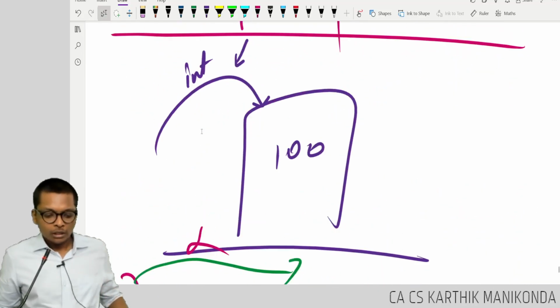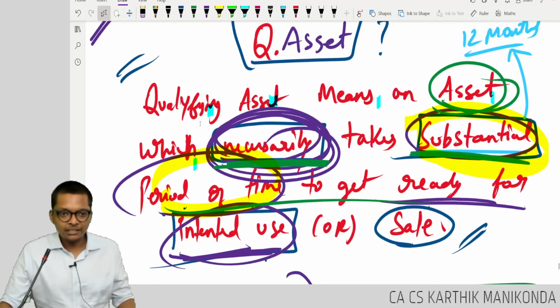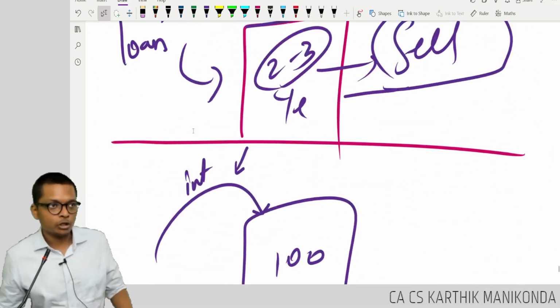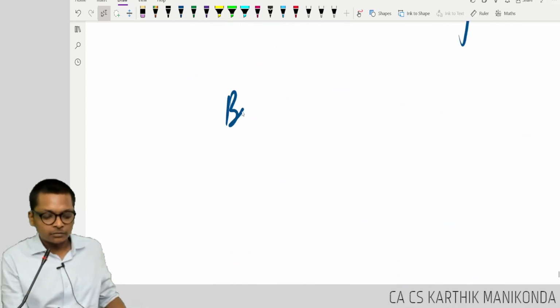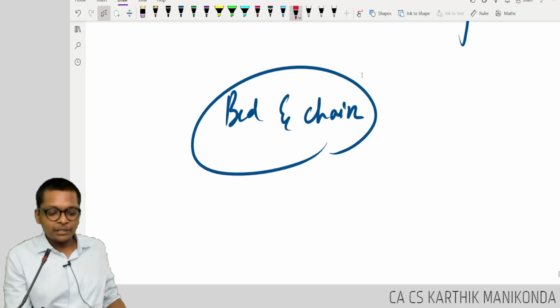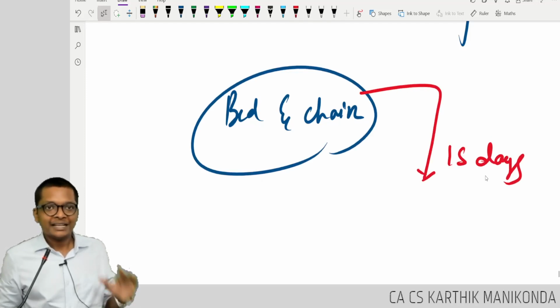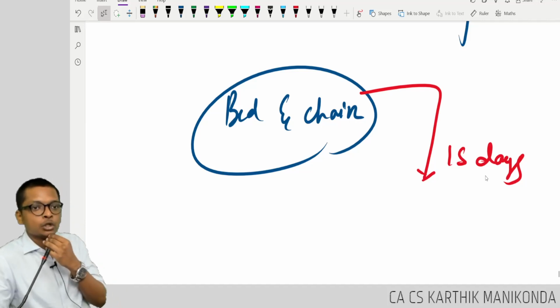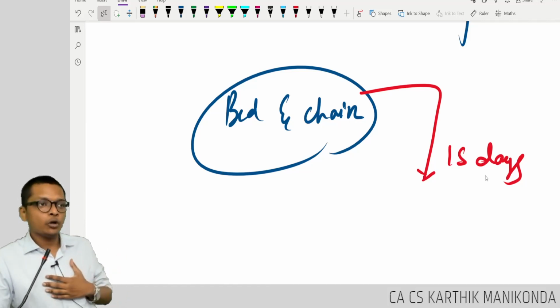For now, sir, what to learn? What is a qualifying asset? When will I capitalize interest or not? Sir, I went to a nearby furniture shop and purchased the bed and chair for the new house. Selvakumar purchased bed and chair. He paid today. He got the delivery within 15 days. Okay. Is this a qualifying asset, guys? No. Is it taking substantial period of time? No. Are you following? Yes.